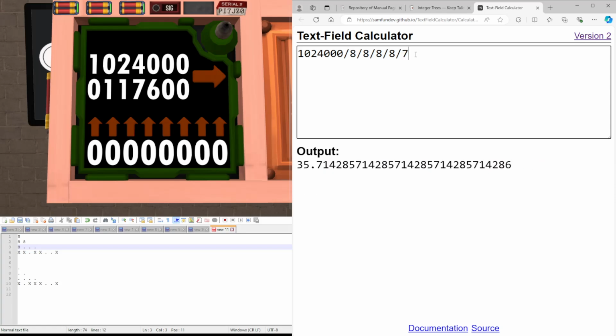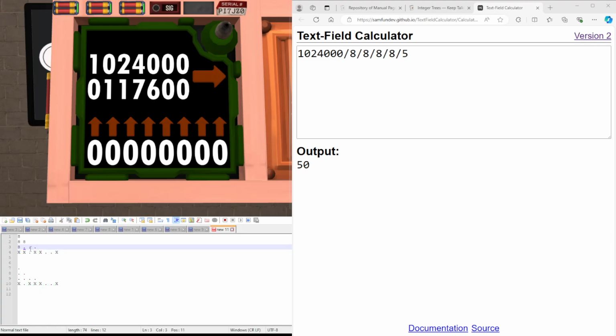Again? No. 7, 6, 5. Divide by 5 now. We divide by 5 again. And one more time. This is divisible by 2. And then the rest will be 1s.